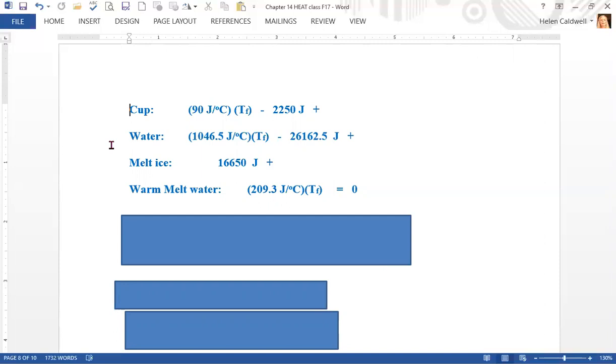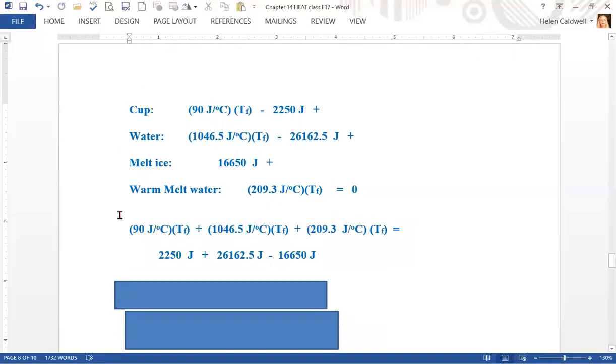We'll keep the TF terms on one side and add them up. And we'll take these non-TF terms and move them to the other side. So that minus 2250, we have to add 2250 to both sides. This minus 26,162.5, we have to add that to both sides. This is a positive 16,650. We have to subtract that from both sides. So on the left side, we have all our TF terms, and on the right side, we have all our just numbers.